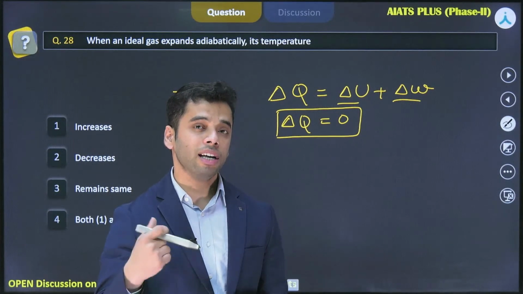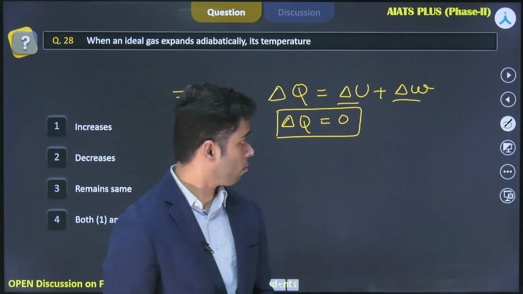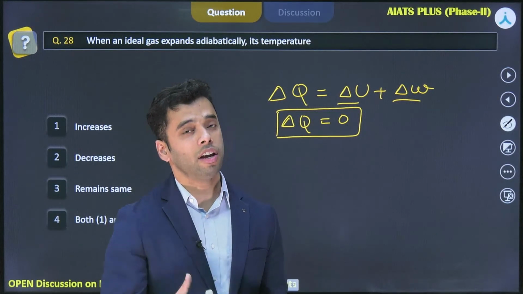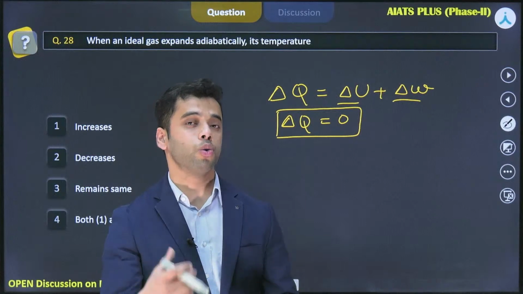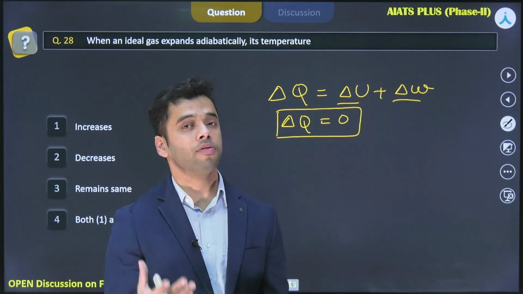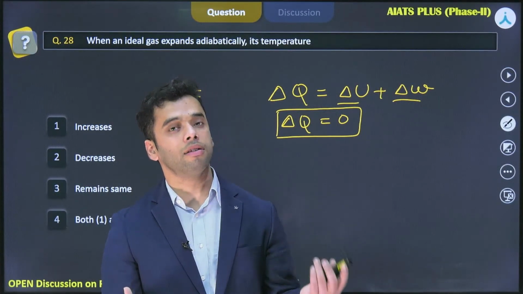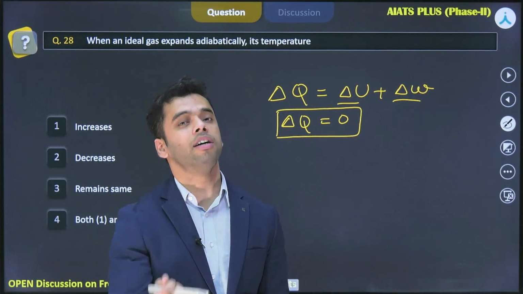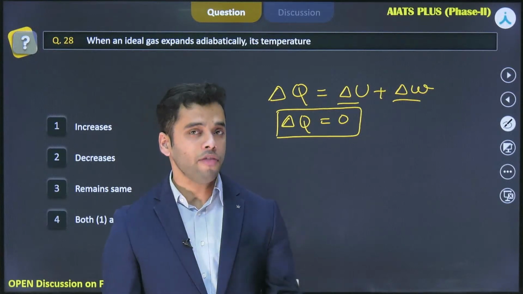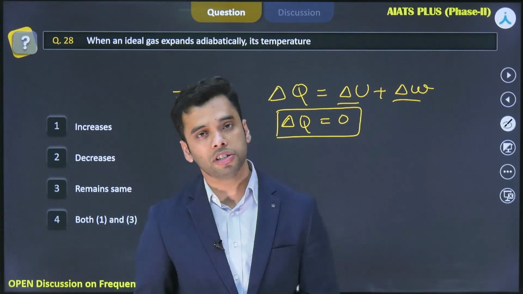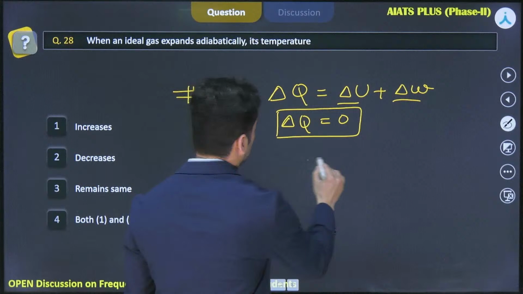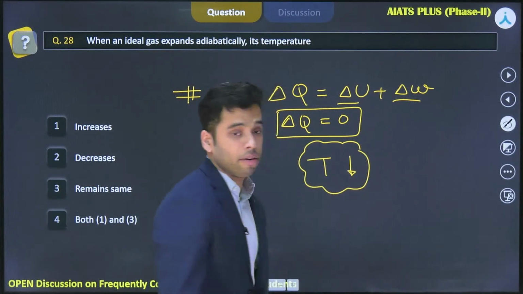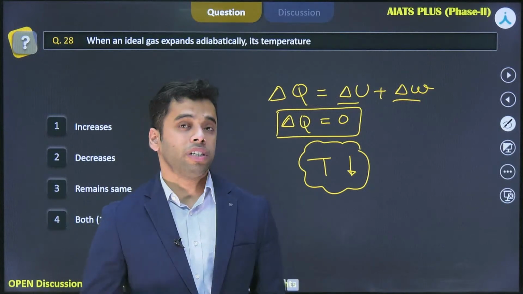Whatever work is being done by the system, it is being done at the cost of the internal energy. Say if the system is expanding and the system is doing work, then the energy to do that work is coming from its own internal energy. So if the system is doing the work, in that case its internal energy will decrease. And for an ideal gas, if the internal energy is decreasing, it means that the temperature is going to decrease, right? So temperature is going to decrease.